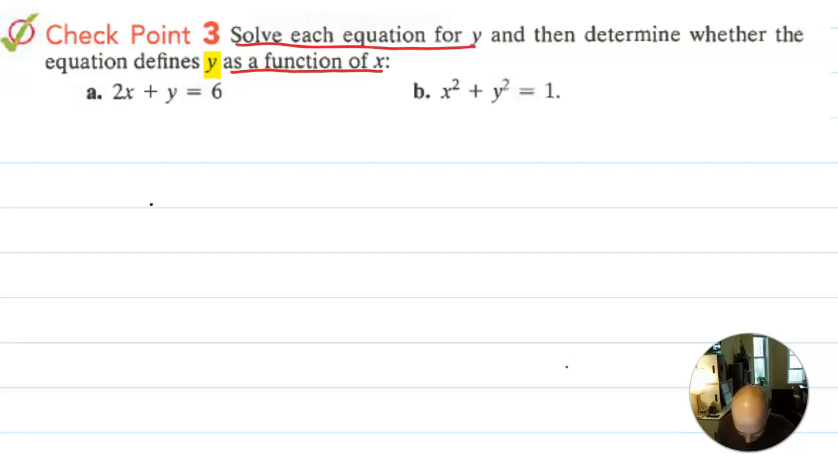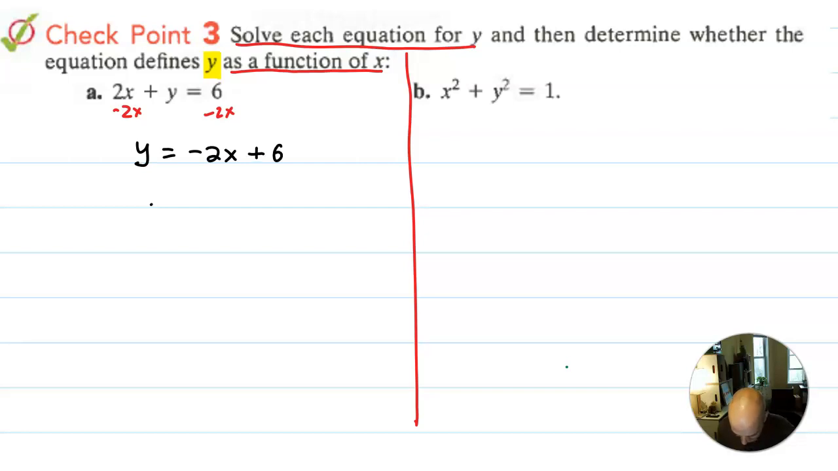So the first thing we might do in equation A, here let's just draw a line to keep these separate, is take away 2x from both sides. And we get y equals negative 2x plus 6. We'll just write it in that way because it's most familiar. We might know what the graph of this is, and that could help us. We'll talk about that later.